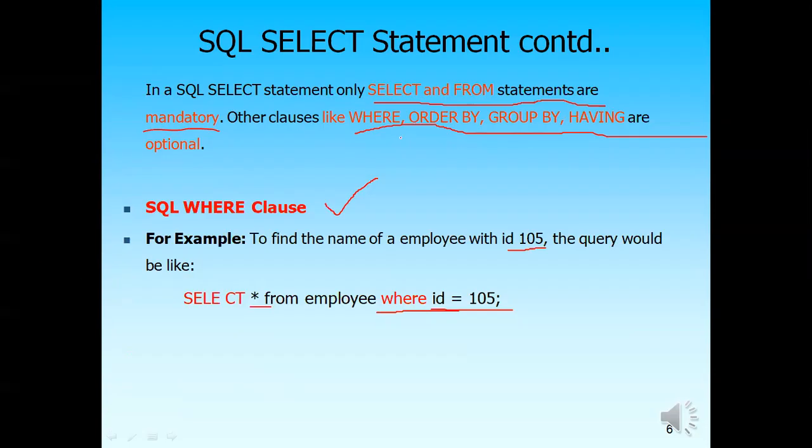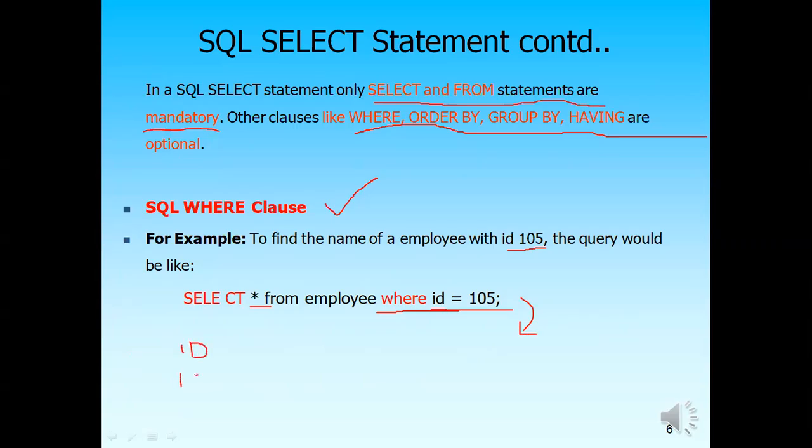So without the where clause also your query will run, because if there are no criteria, it will still run. So select and from clauses are mandatory. Here is the example: to find the name of the employee with ID 105, the query would be, for example, I want to display only information about the employee whose employee ID is 105. So my query will be select star from employee where ID is equal to 105. So this query will display all the columns of only the 105 employee.